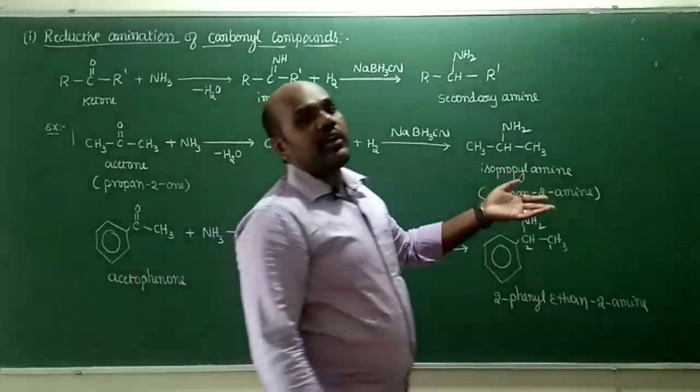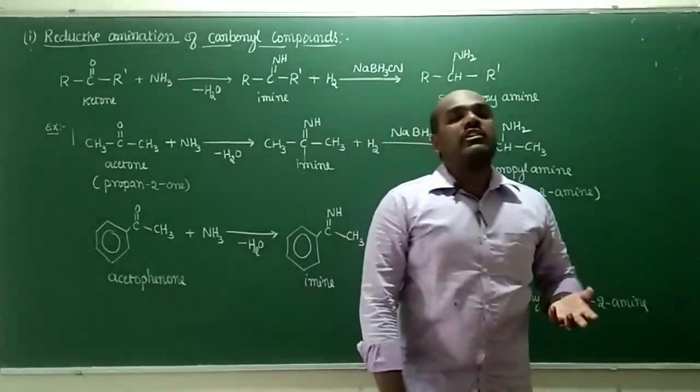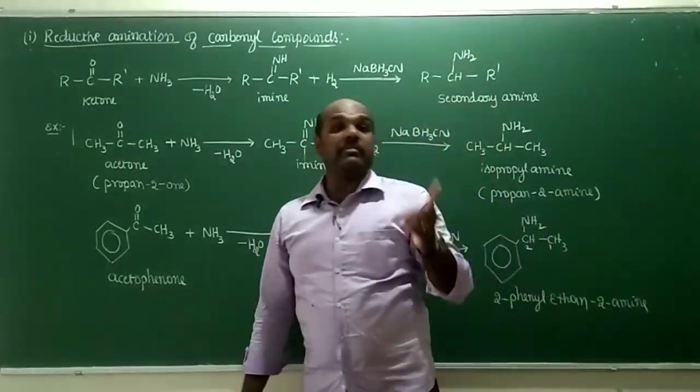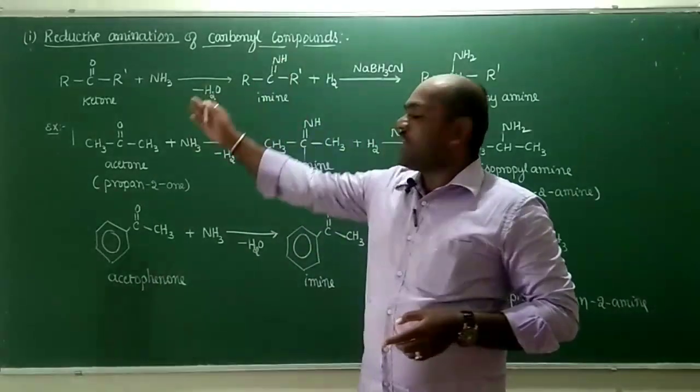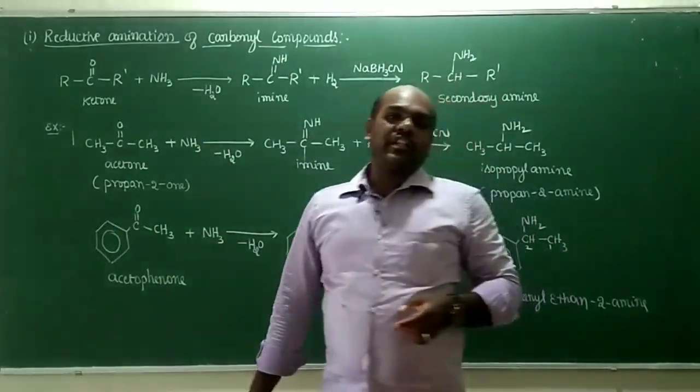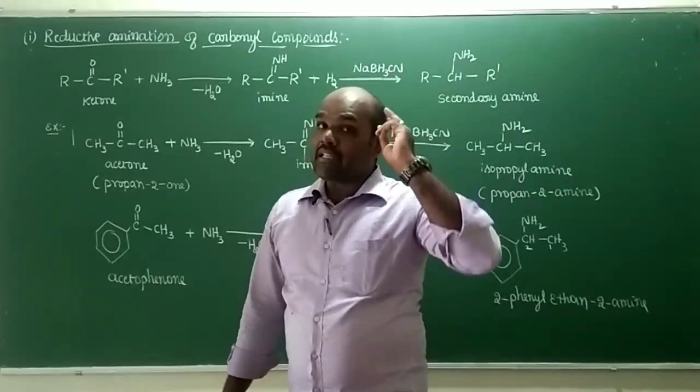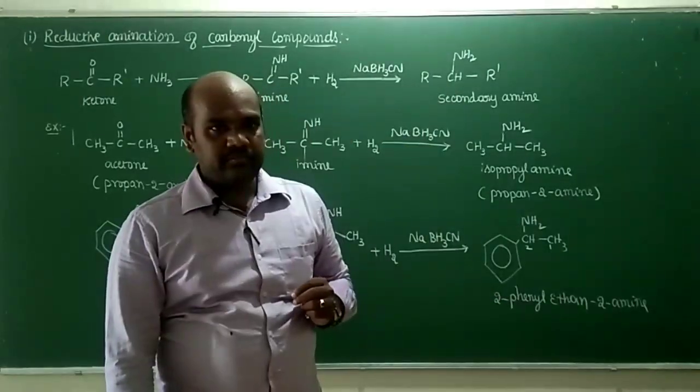So in case of aldehydes, reductive amination will result in the formation of primary amines, and in case of ketones, reductive amination will result in the formation of secondary amines. Fine.